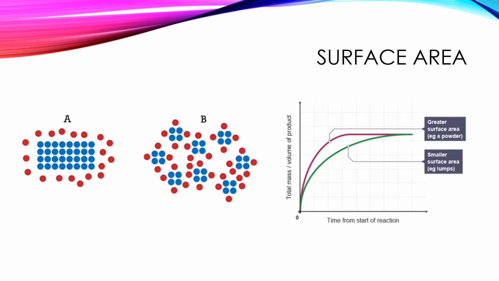So for any given mass of a solid, large lumps have smaller surface area to volume ratios than smaller lumps of powders. If a large lump is divided or ground into powder, its total volume stays the same, but the area of the exposed reactant surface increases. Therefore, the surface area to volume ratio increases.